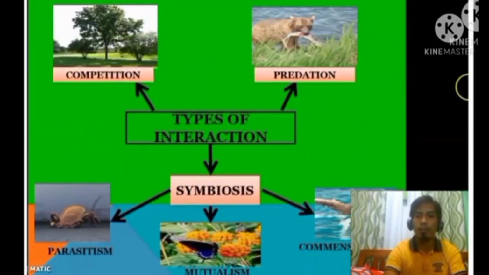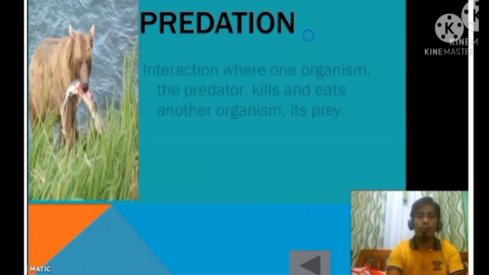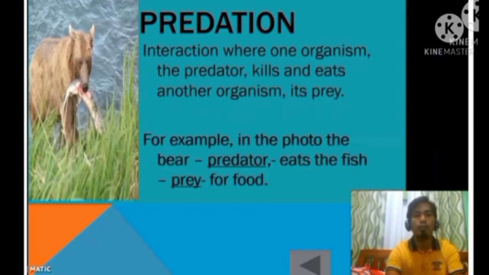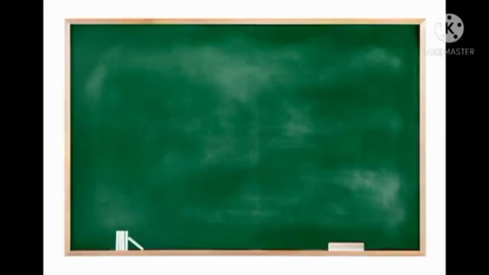So let us first discuss what is predation. So when we say predation, it is an interaction where one organism, the predator, kills and eats another organism, its prey. So in this example, in the photo, the bear is the predator. It eats the fish for its food. The fish is the prey.